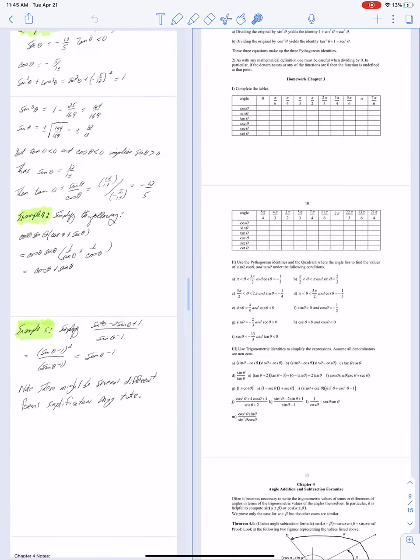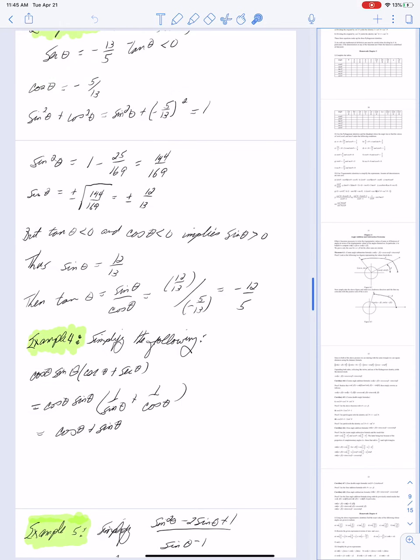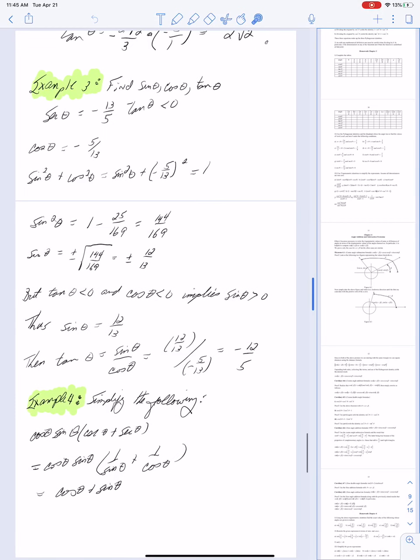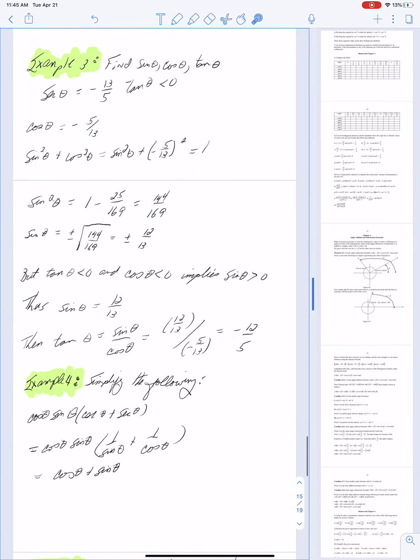So I'm going to do part of your homework. All right, so what do you do? Well, cosine theta, sine theta times 1 over sine theta. Well, sine theta is canceled. I get cosine theta. And then this times this, cosine cancels. I get sine theta. What's my answer? Sine theta plus cosine theta. That's as simple as it gets.